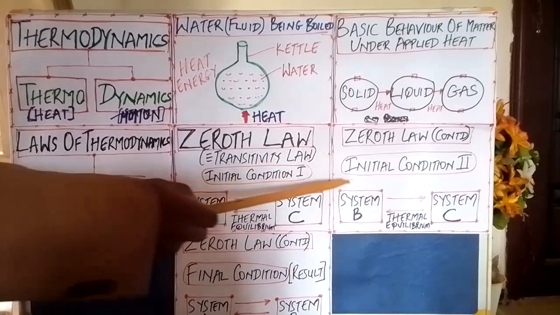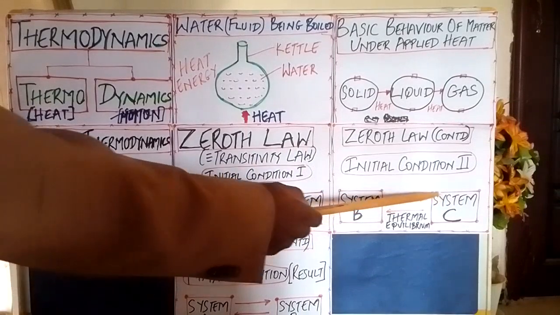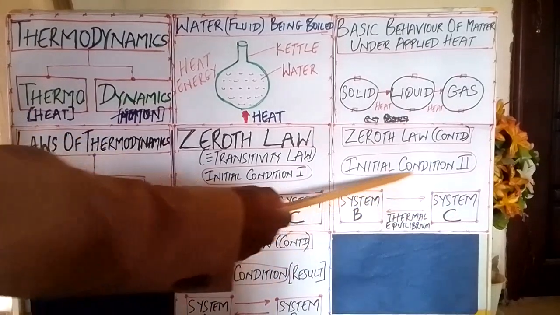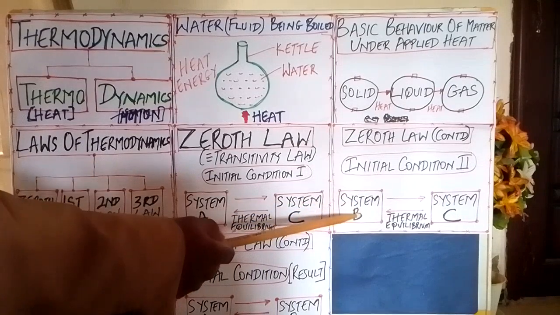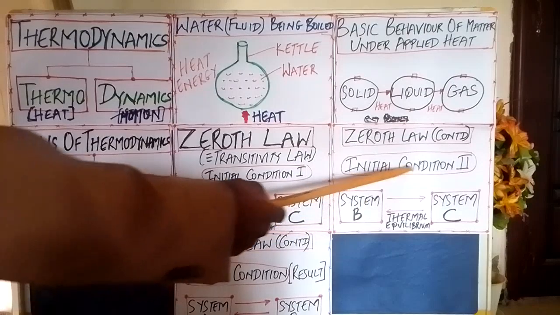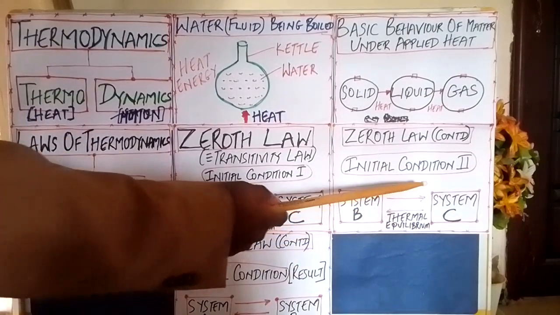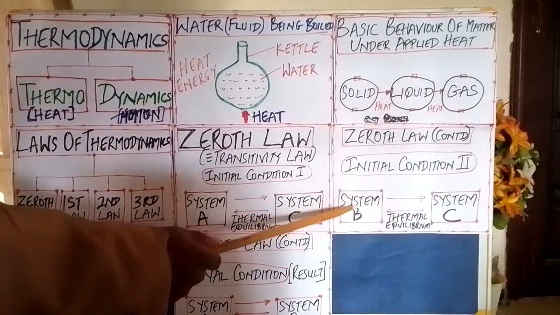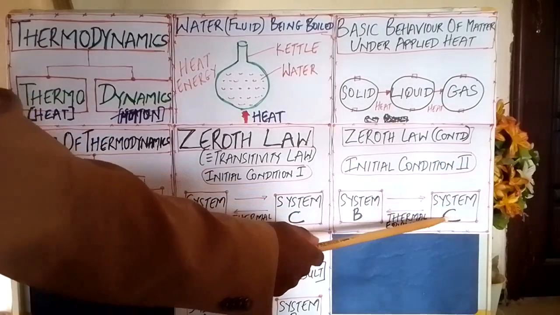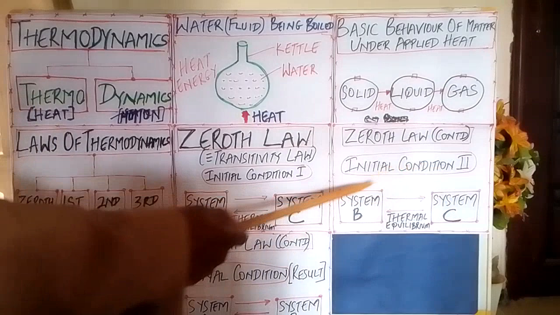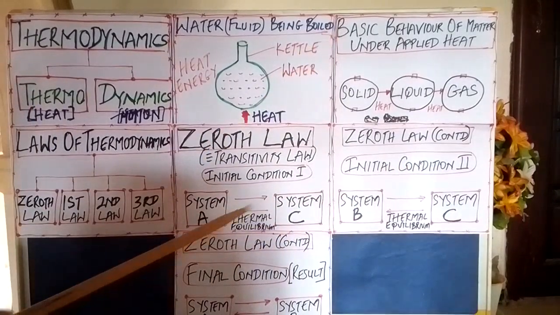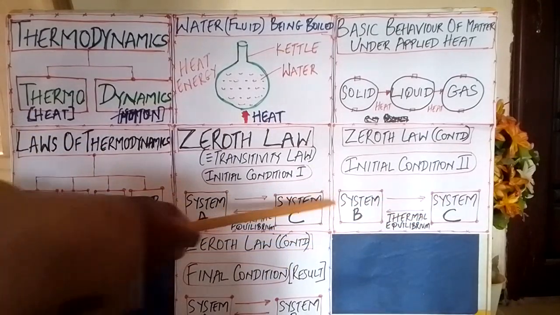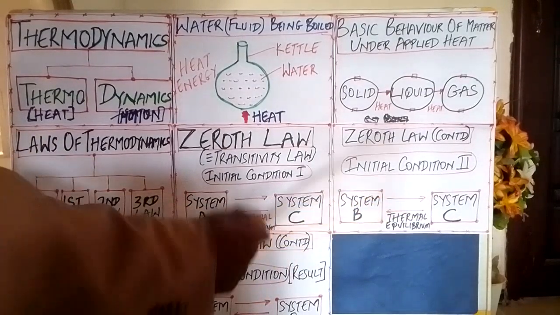Of course, we could have said also that if system B is in thermal equilibrium with system C, it implies that system C is in thermal equilibrium with system B. That is actually the reflexive principle. That's why we could have put C here and put B here. It doesn't matter. If a system is in thermal equilibrium with another system, the second system is also in thermal equilibrium with the first system. So that is the relation. That is the concept of reflexivity, reflexive law.